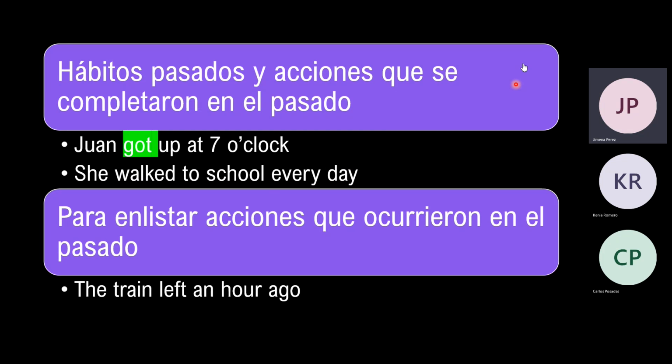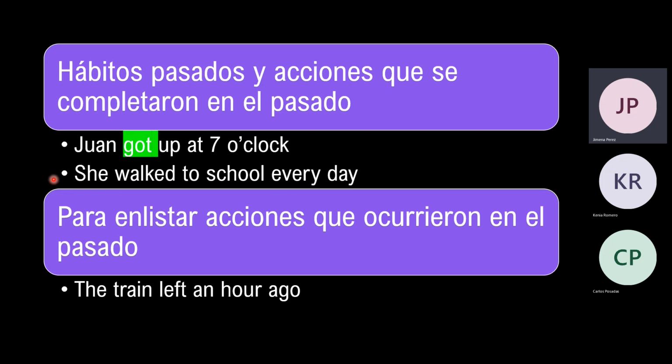We can use it to talk about habits and actions, but these actions and habits were in the past. So these are complete in the past. For example, Juan got up at 7 o'clock. So as you can see, I change my verb get and I write got. That is correct when I write past. So it's important to write my verb in past when I'm using past simple.